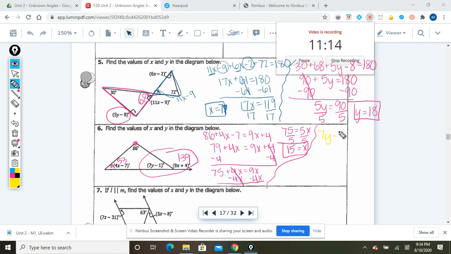So 7y minus 1 plus 139 should equal 180. 7y minus 1 plus 139, that's plus 138, should equal 180. Subtract 138, subtract 138. 7y should equal 42. Divide by 7, and I get y equals 6. Now, I know these were hard. 5, 6, and 7 were hard. I'll give you that.